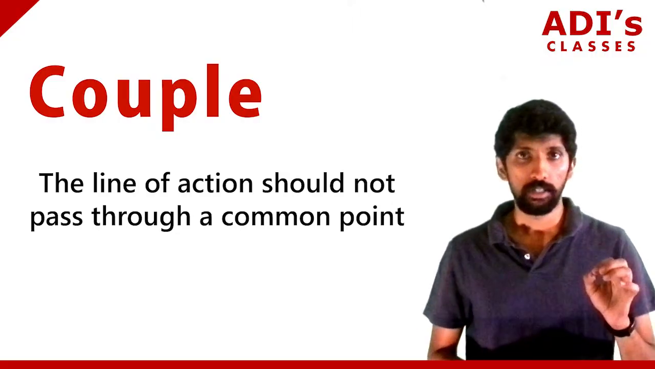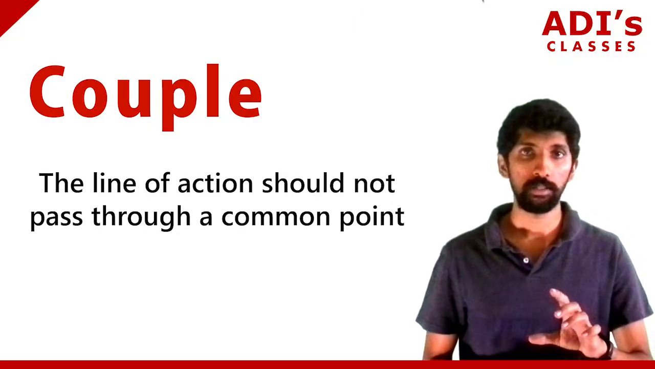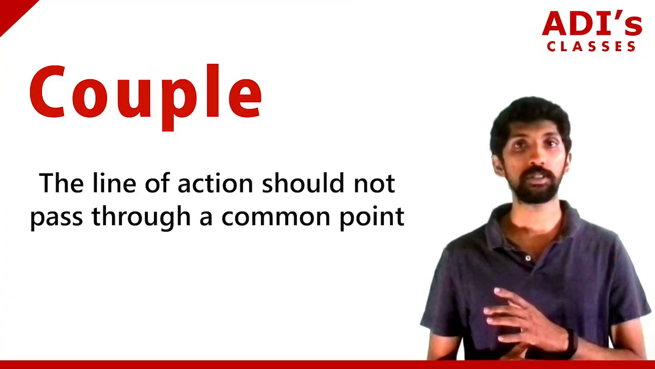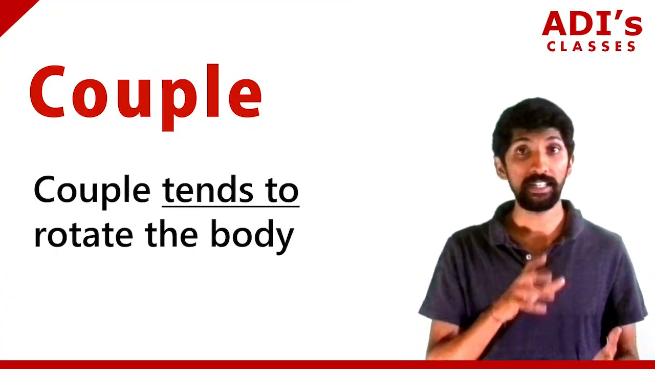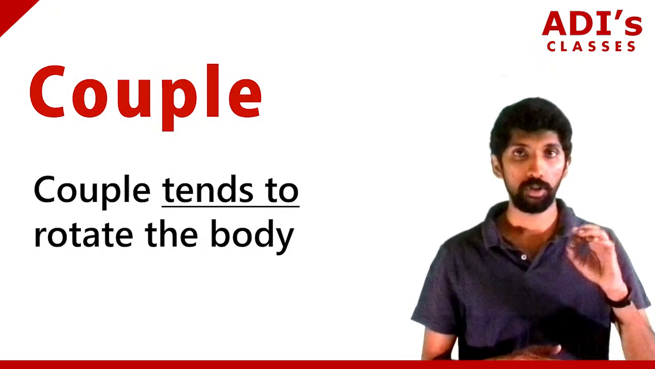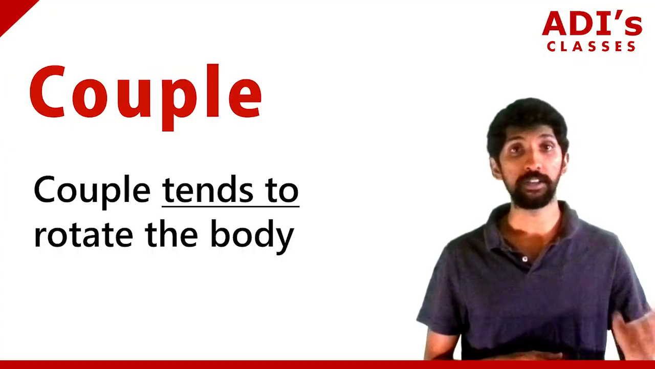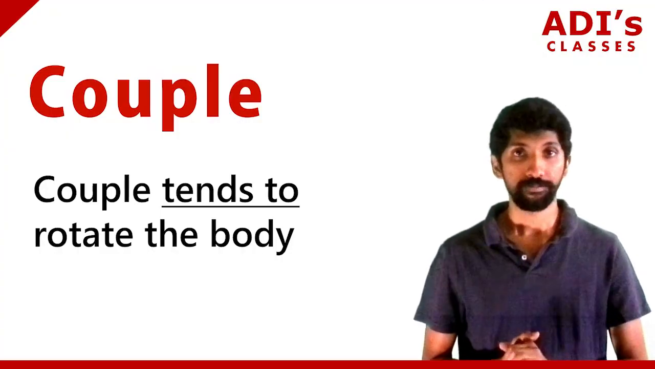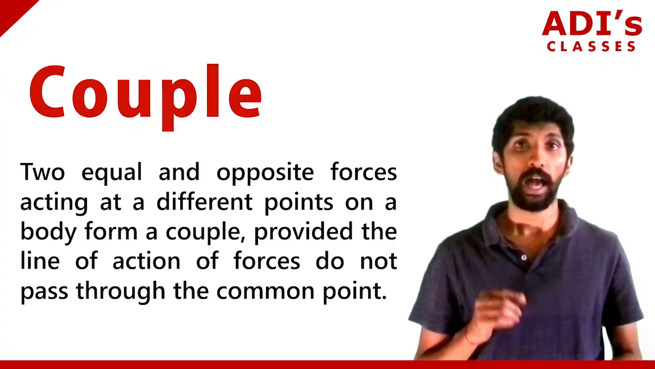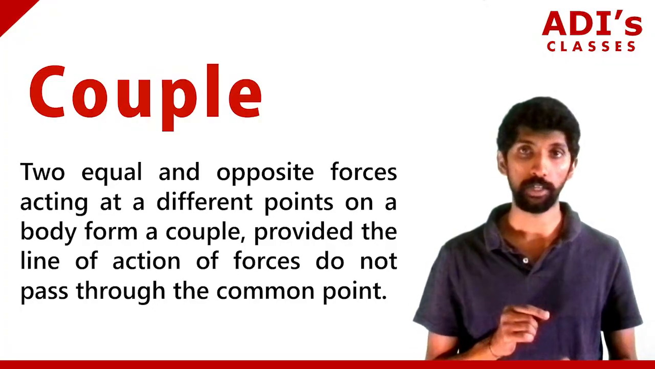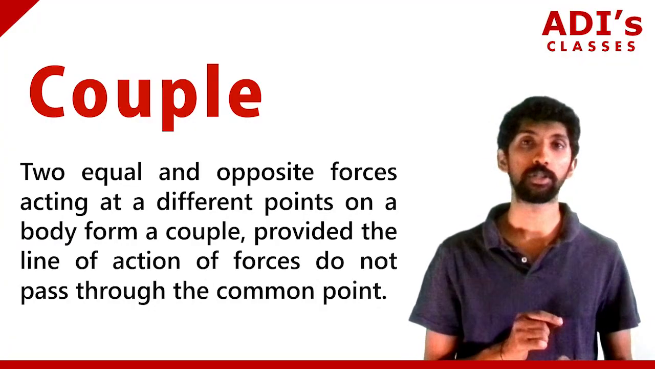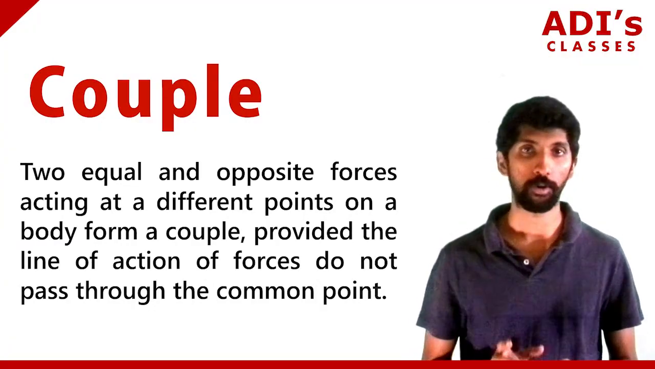Okay. Now, see here, whenever you have a couple, the obvious type of motion is a rotational motion, correct? Or we can also say that a couple tends to rotate the body, right? So using this, we have to define what a couple is. Two equal and opposite forces acting at different points of a body form a couple, provided the lines of action of the forces do not pass through a common point.